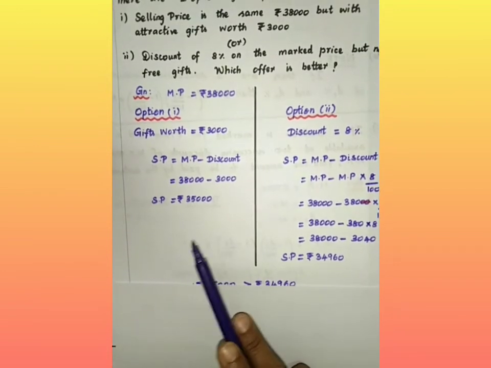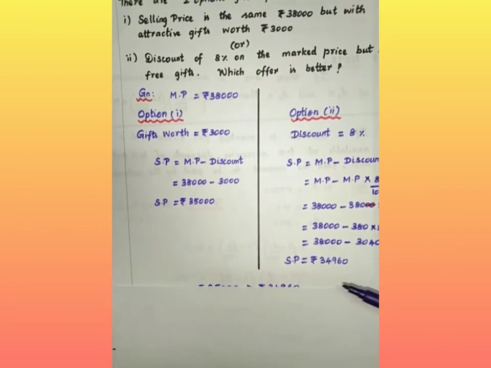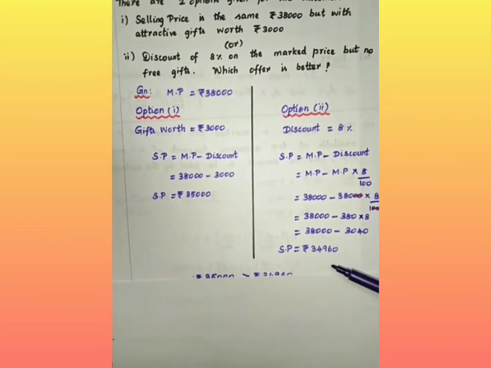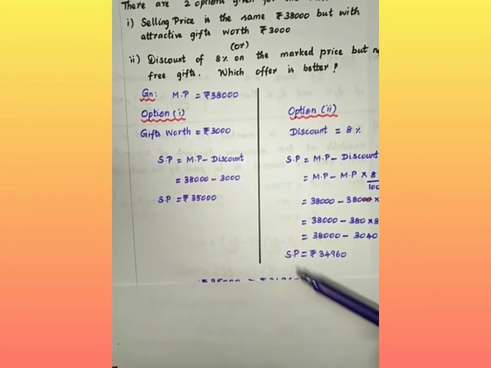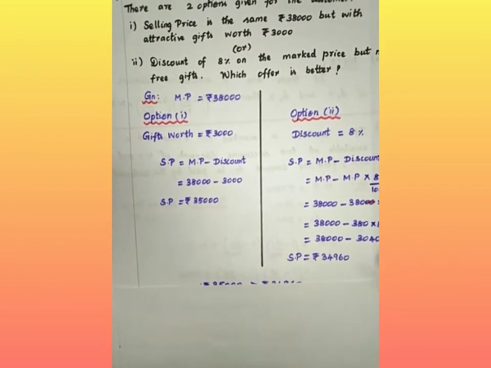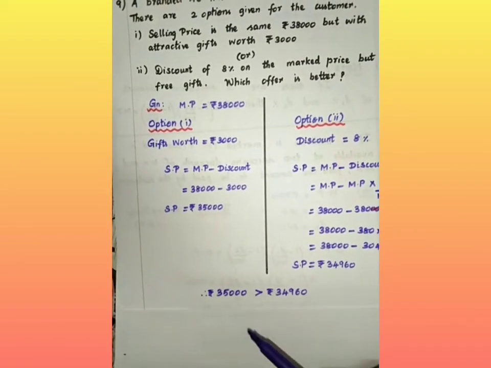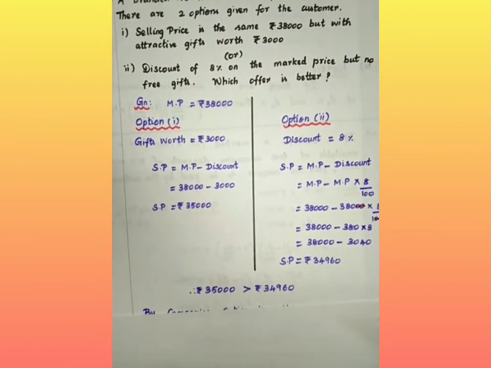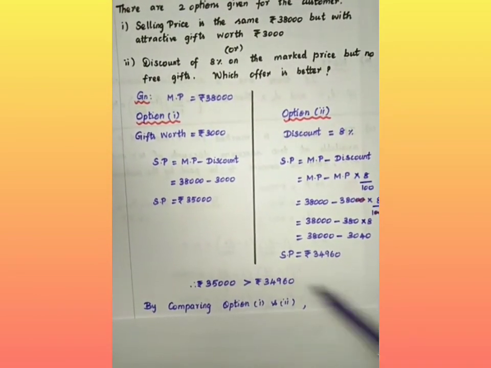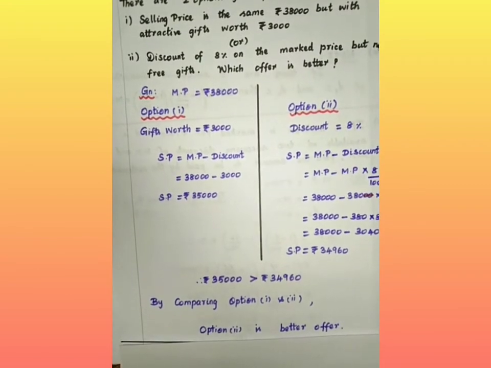For the first option, the selling price we have got is 35,000 rupees. For option 2, we have got the selling price of rupees 34,960. Which is smaller and which is greater? The selling price of the second option is smaller than 35,000. Therefore, 35,000 is greater than 34,960. By comparing options 1 and 2, we can conclude option 2 is the better offer.